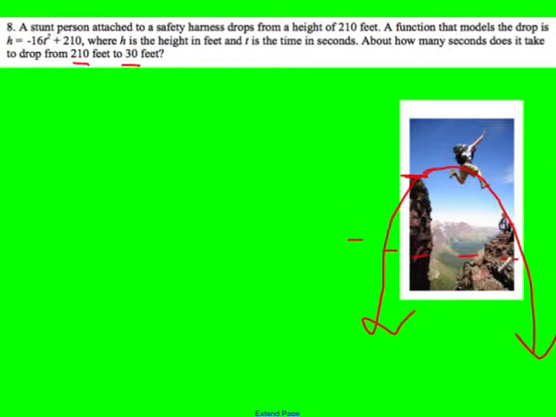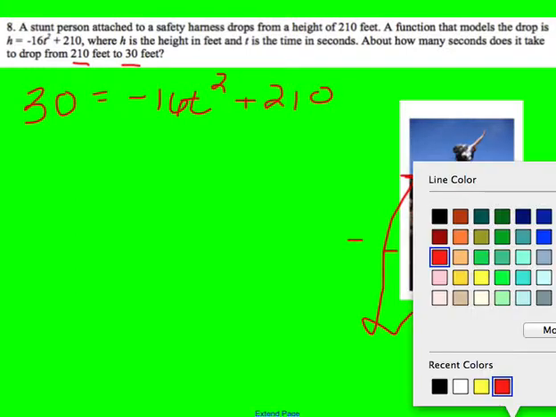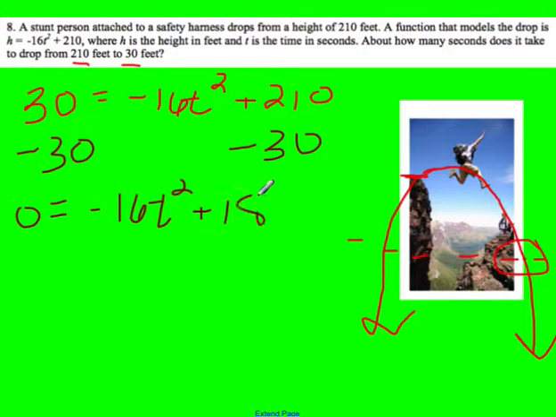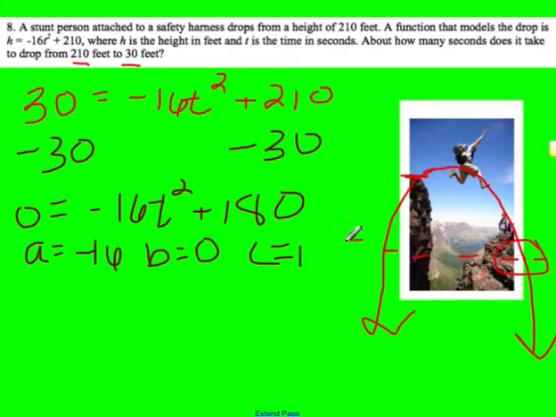So we're just going to pretend that this right there is 30 feet. So we want to figure out what our time, t, is at that point. So now my height isn't 0. My height is 30. So I have 30 is equal to negative 16t squared plus 210. Well, in order for us to use the quadratic formula, it has to be set equal to 0. So I'm going to subtract 30 from both sides, and I get 0 is equal to negative 16t squared plus 180, because 210 minus 30 is 180. So now I'm going to assign my a, b, and c. My a is equal to negative 16, b is equal to 0, and c is equal to 180.